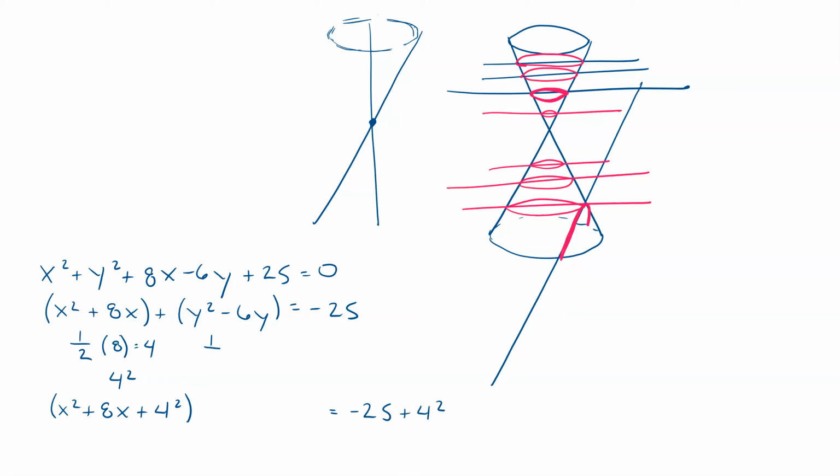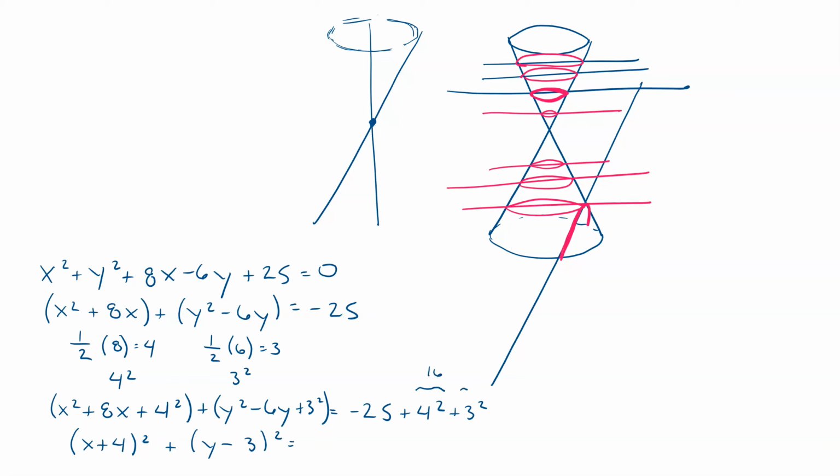Come back, complete the square on the y's. 1/2 of 6 is 3. 3 squared, add that to both sides. And I get x plus 4 squared plus y minus 3 squared equals, this is 16 plus 9, that's 25. 25 minus 25 is 0. Interesting. Now, if I'm thinking standard form and I go divide by 0, divide by 0, divide by 0, that math doesn't make sense. We can't divide by 0.